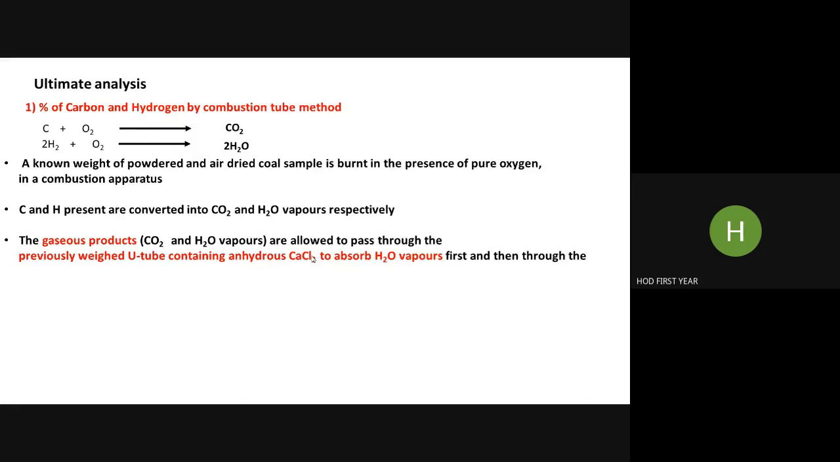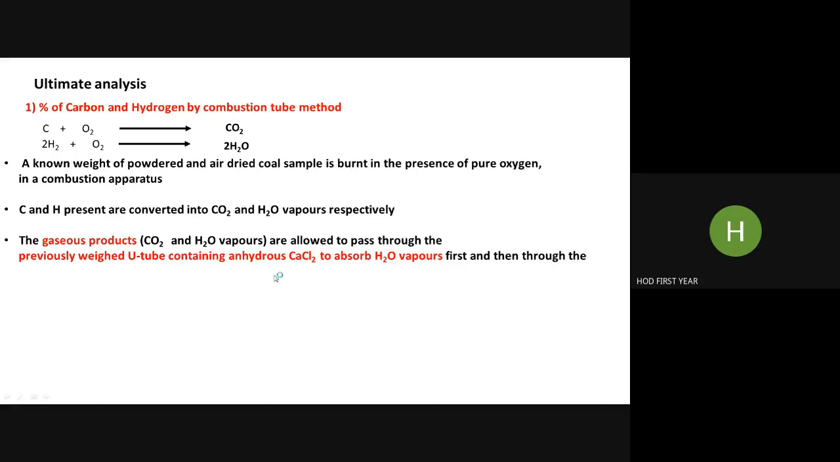A known quantity of calcium chloride is filled in the U tube, and that U tube is connected to the combustion tube. As soon as the mixture of gases, CO2, H2O, or any other gas, passes through this calcium chloride tube, only water vapors are absorbed. Calcium chloride will not absorb CO2 or any other gas. Only moisture will be absorbed, and the initial weight of the tube is known.